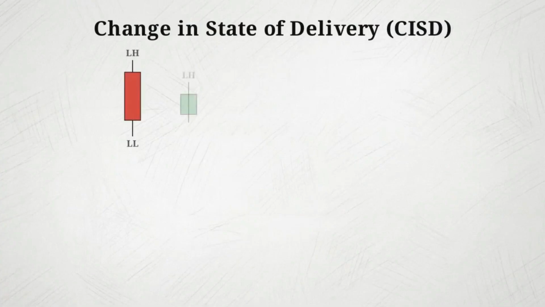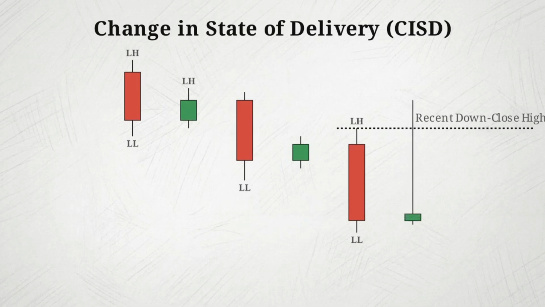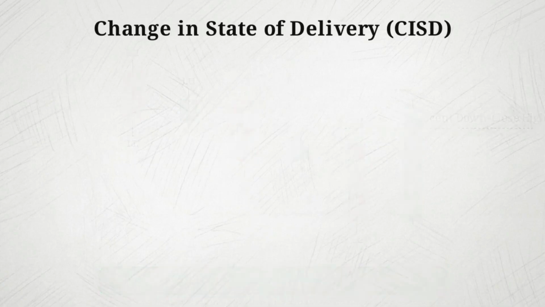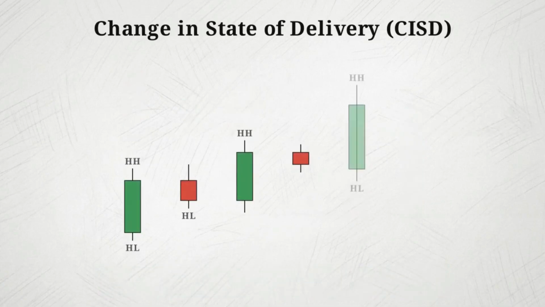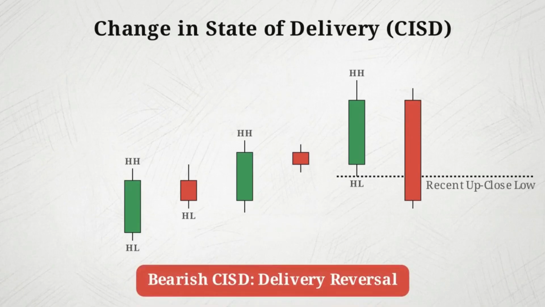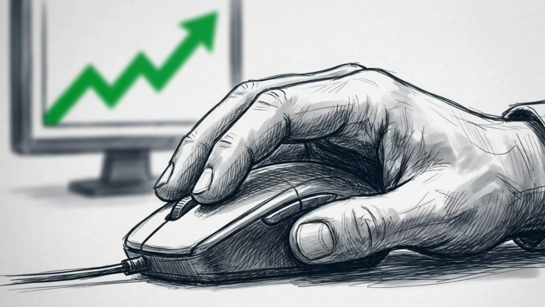Within this window, we wait for a change in state of delivery. This signal shows the lower timeframe's momentum matches our higher timeframe bias. For a bullish setup, 15-minute candles must stop making lower lows, with a definitive close above a recent down-close candle. For a bearish bias, we wait for the opposite, price action that stops making higher highs and closes below a recent up-close candle. This structural shift serves as a final filter for your capital. It ensures immediate price action is moving in your intended direction before committing to the trade.